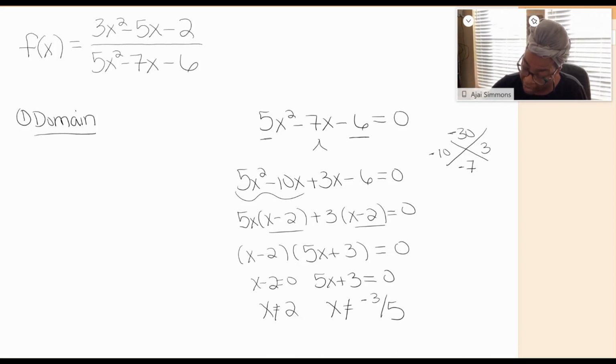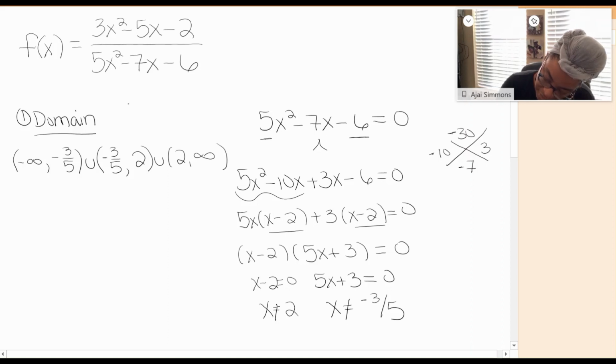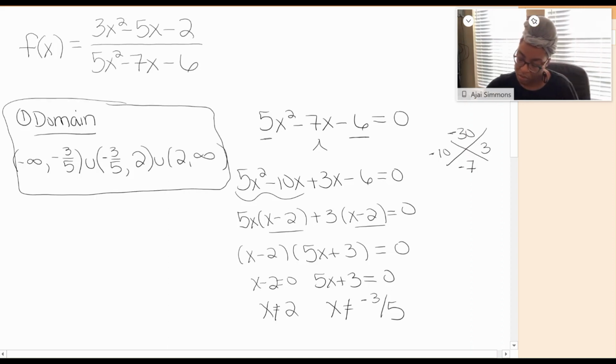So I am going to write this in interval notation. So every number on the number line is okay except for these two numbers. So I go from negative infinity to negative 3 over 5, negative 3 over 5 to 2, and then 2 to infinity. This is your domain. Okay.